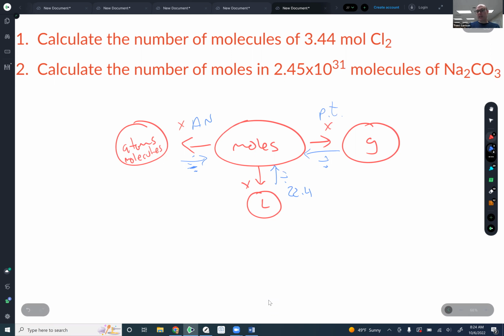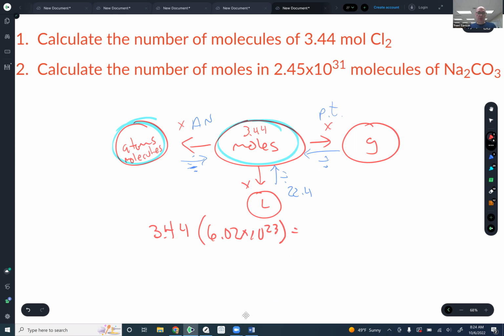Okay, so here we go with our 3.44. We're starting right in the middle with 3.44 moles. Now we've got to take that and go out to molecules, which is out here to the left. So we're starting in the middle and moving out to the left, and that means we are going to multiply. And what are we going to multiply by? Avogadro's number, 6.02 times 10 to the 23rd.